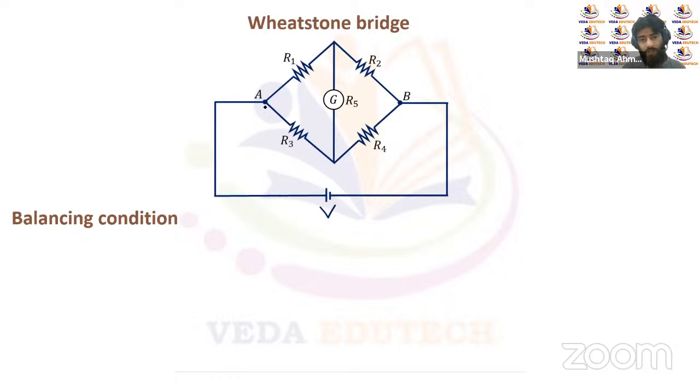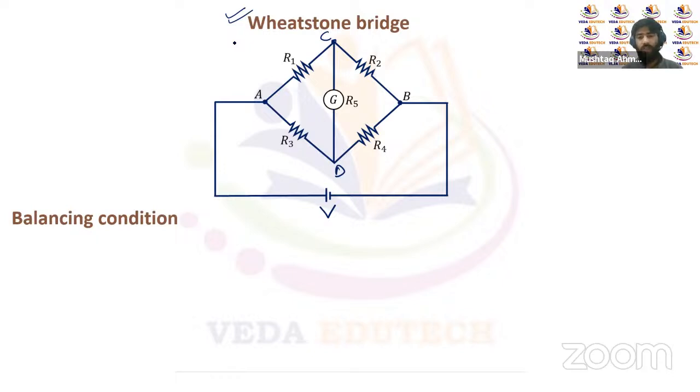You can see here in this case, we have one diagonal AB, and across AB we have connected a battery. Then across the other diagonal, let me call it CD, we have connected a resistor. Such a quadrilateral system is what we call a Wheatstone bridge. It's a very important circuit.